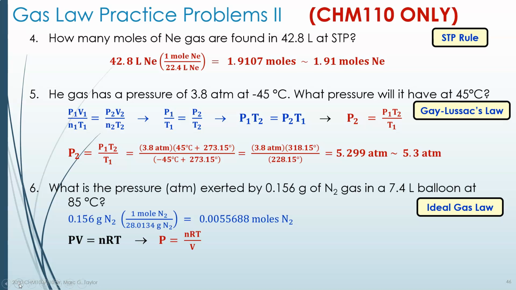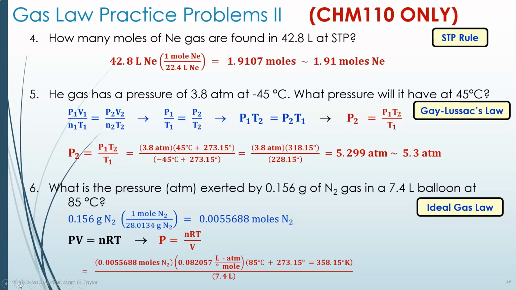PV equals nRT allows us to quickly solve for P. Dividing both sides by V, we get P equals nRT over V. And now we have our equation. We have all our values except our final temperature, and we can begin plugging these numbers in. And we use the appropriate R value.